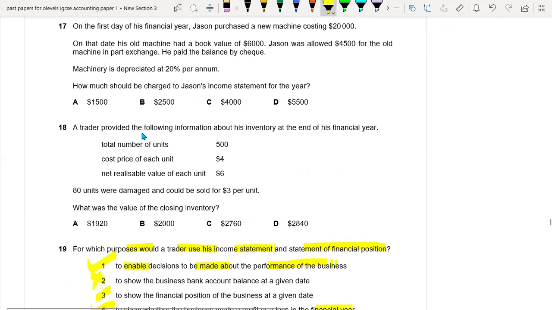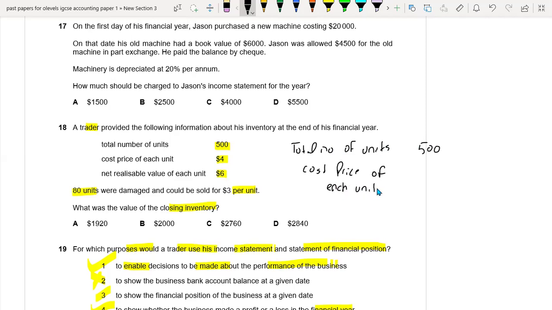Okay. Question number 18. A trader provided the following information about his inventory at the end of the financial year. Total number of units 500. Cost price of each unit $4. Net realizable value $6. 80 units were damaged and could be sold for $3 per unit. What was the value of the closing inventory? So total number of units is 500, and cost price of each unit is $4. And what is the net realizable value? It is 6. So we basically sold 80 units out of 500.